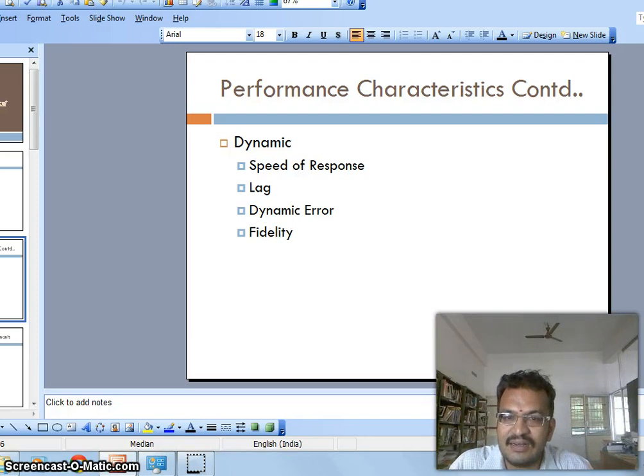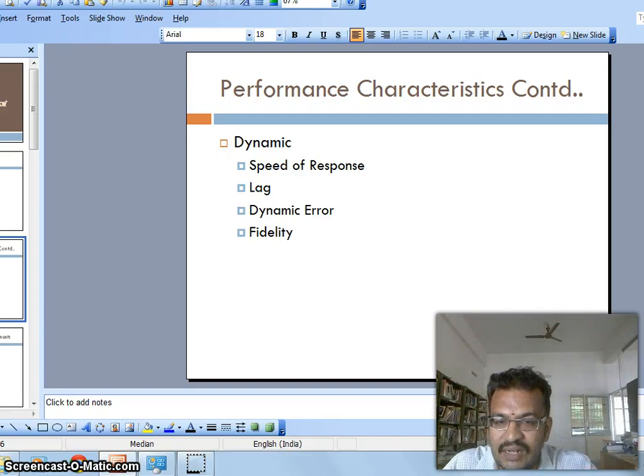The next one is lag. Lag is the delay in the response to the change in the measured variable. The next one is dynamic error. Dynamic means changing with time. So true value minus measured value changing with time is called dynamic error. Here no static error is assumed. That is the main design consideration in the category of dynamic error.